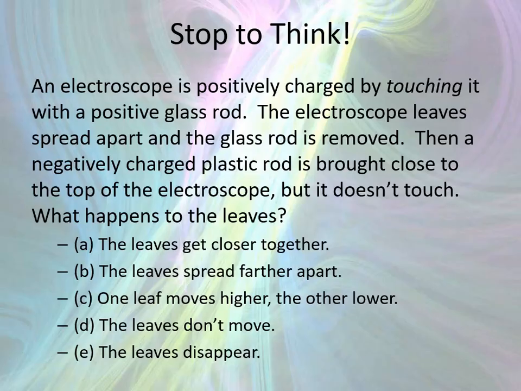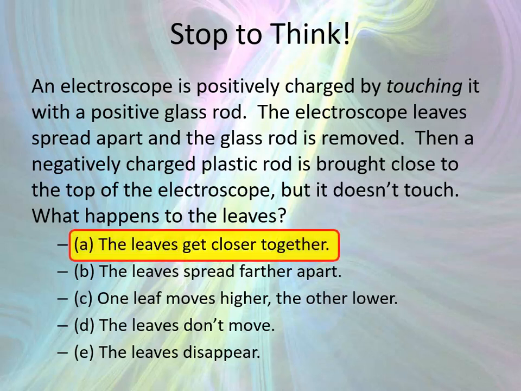Now, let me ask a conceptual question. If you have one of those electroscopes and you already give it a positive charge by touching it with a positive glass rod, and the electroscope leaves spread apart and the glass rod's removed, well, let's say you take a negatively charged plastic rod and bring it near, but not touching, the top of the electroscope. What will happen to the leaves? Will the leaves get close together? Will they spread apart? Will one leaf move higher and the other lower? Will the leaves not move at all? Will the leaves disappear? What will happen?